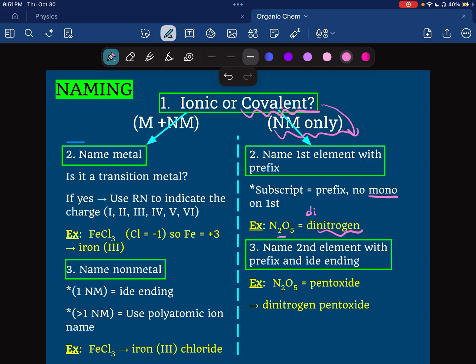Sorry, my Apple Pencil is about to die. It'd just be nitrogen if it was just 1. So if we had NO4, or you know what, let's do NH4, that's a better compound. NH4 would just be nitrogen. You wouldn't say anything else.